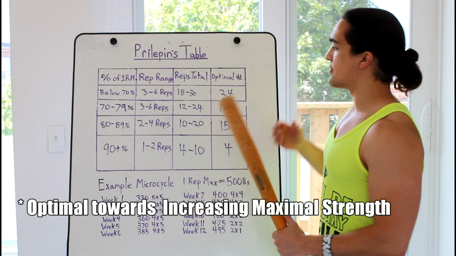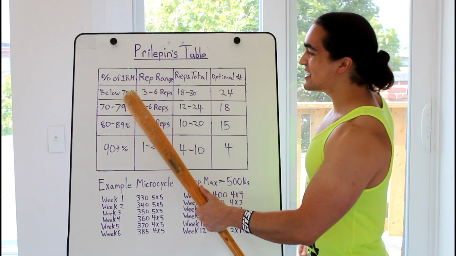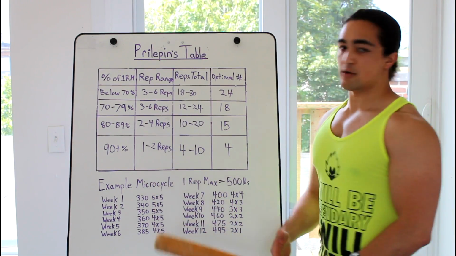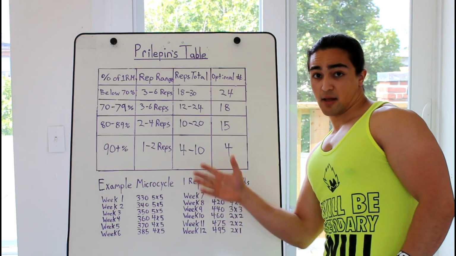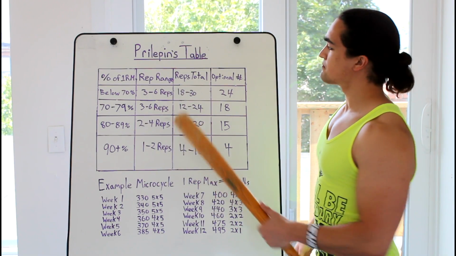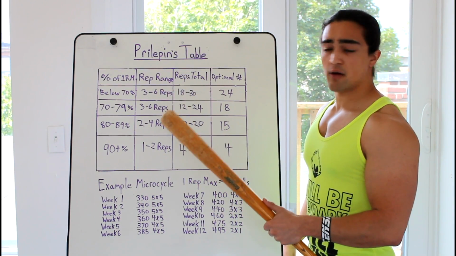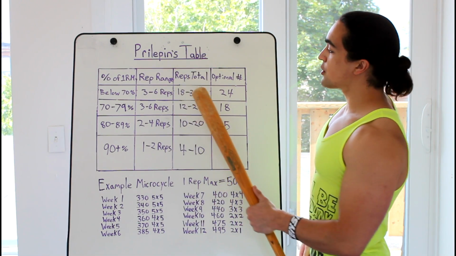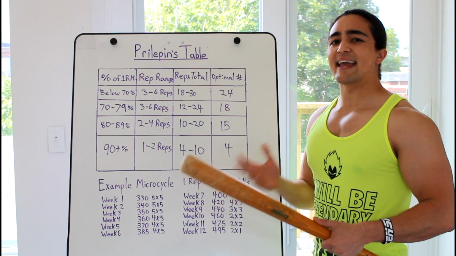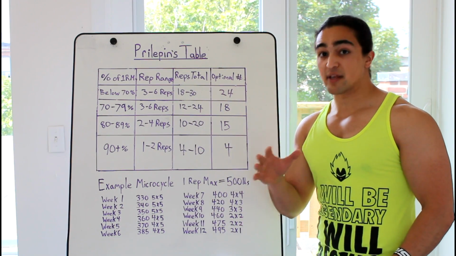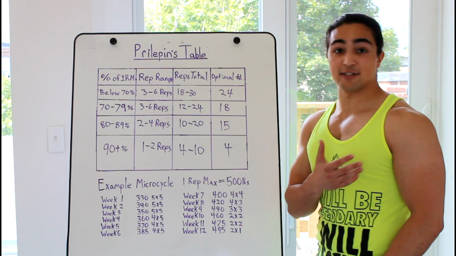It still applies today. So we have a percentage of a 1 rep max. If you're training below 70%, so if you deadlift 500 pounds, like the example I'll go over, that's about 350 pounds or less. Usually what you'll be training around is 3 to 6 reps, so once again 5 is a great number. And your rep total will be within the range of 18 to 30, optimal 24, so that 5 by 5 certainly nearly hits the mark, which is why it's a great program.